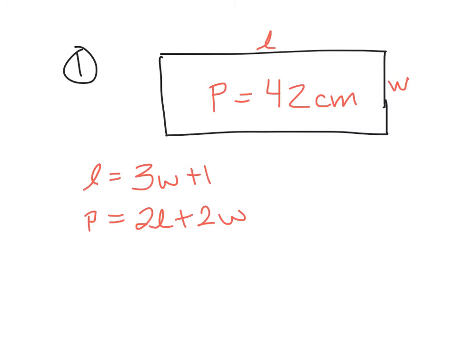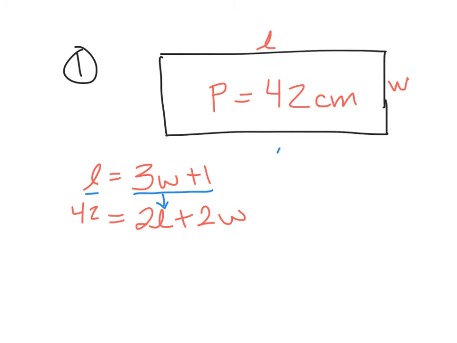Yeah. Here's the really cool part. This one up here is already solved for L, so I just take this whole thing and plug it in where that L is. What is P, by the way? Perimeter. Yeah, but what does it equal? 42. So wherever this P is, I can actually put 42.